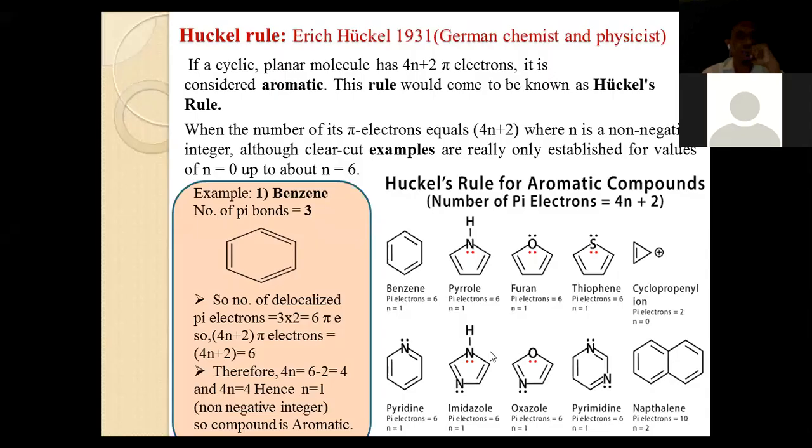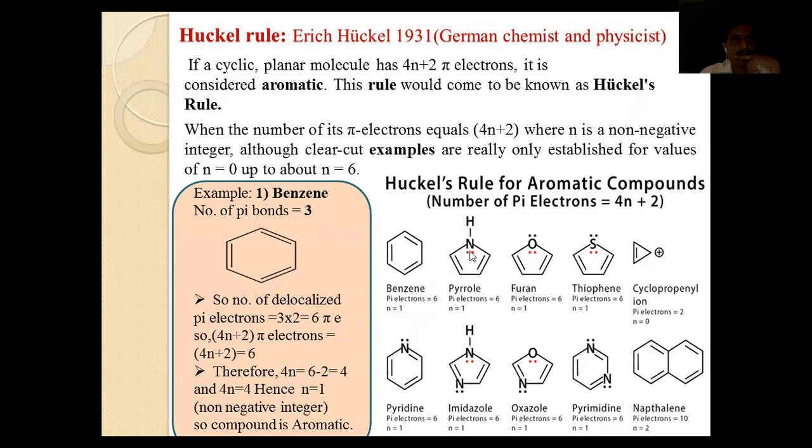ओके, दिसतात. नंबर ऑफ पाय बॉन्ड्स 3, बरोबर आहे. नंबर ऑफ पाय इलेक्ट्रॉन्स किती झाले? 6. ओके, ओके. नेक्स्ट, 4n+2 pi electrons is equal to, when you put the equation in front, just you put the value of pi electrons. How many pi electrons? 6. The equation will become 4n+2 is equal to 6. Very simple. Okay, why then 6? Because 6 electrons are there.